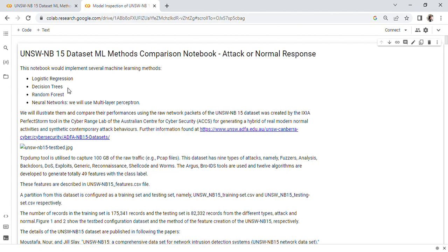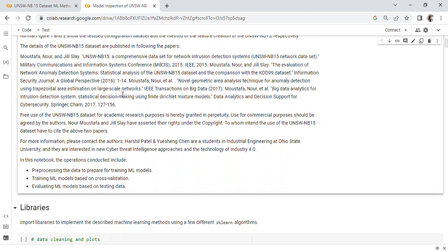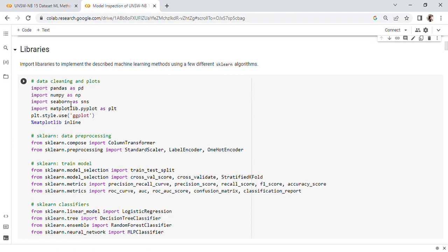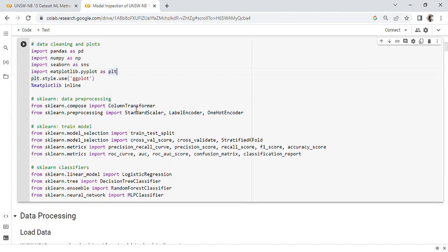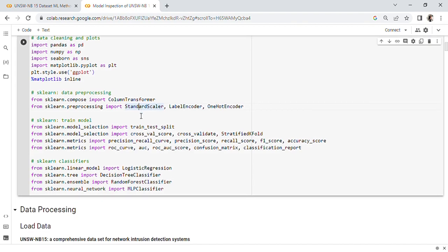So we are going to use these 4 ML algorithms for training our dataset. We are going to use the UNSW NB15 dataset, which is available on the Kaggle website, and after that we are going to import some libraries to perform some actions on that dataset. Here are the pandas, numpy, seaborn and matplotlib libraries. Using these libraries we are going to perform basic actions on the dataset.